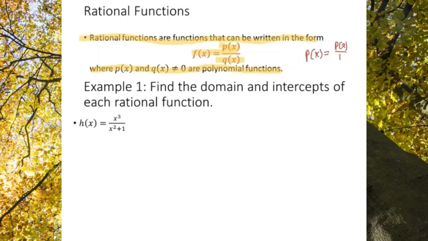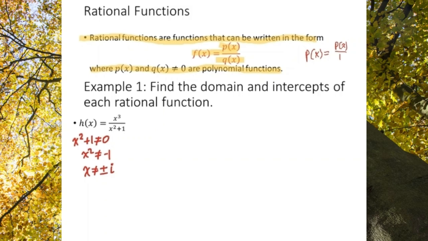Next, we're going to find the domain and intercepts of h of x, which equals x cubed over x squared plus 1. Since this is a rational function, to find the domain, just like what we did in the previous examples, we want to check to see when our denominator will be 0. If we solve the equation, we get that x cannot be plus or minus i. Whenever we're analyzing the domain or range of a function, we're only concerned with the real values of our variables. Since the only way x squared plus 1 can be 0 is if x is an imaginary value, that means no matter what real number I plug in for x, my denominator cannot be 0.